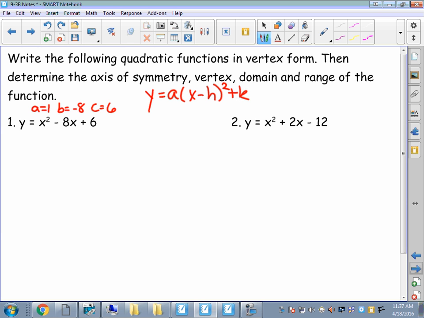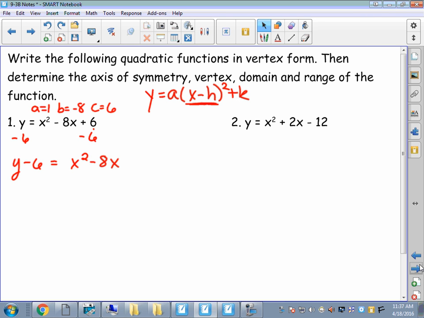So the very first thing we're going to work on is this part. I want a value here that makes this whole thing perfect. So I'm going to move that out. How I move it out is I'm going to subtract 6 from both sides. So I get y minus 6 is equal to x squared minus 8x. Well, now I no longer have a trinomial. So when I move out the old ugly C, I need to bring in a new C.